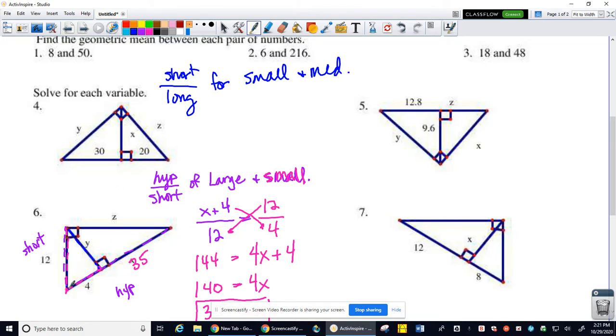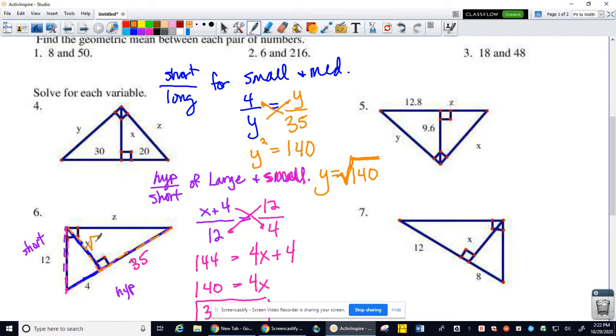So the short leg of my small triangle is 4, and the long leg of my small triangle is y. So 4 over y is in proportion to the short leg of your medium triangle, which is y again, and the long leg of your large triangle, which is 35. We're comparing the short leg and the long leg of your small triangle and your medium triangle. So we cross multiply. Y squared equals 4 times 35, which is 140. So y is going to be the square root of 140, which I'm sure is a decimal, but I don't have a decimal calculator right here. So I don't know what that is, but this is root 140.